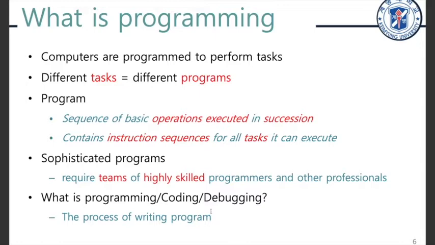So we have cars, for instance, right? Cars are also machines, but cars can only do one task. For instance, cars can only be driven, right? But computers are machines that can be programmed to perform multiple tasks.